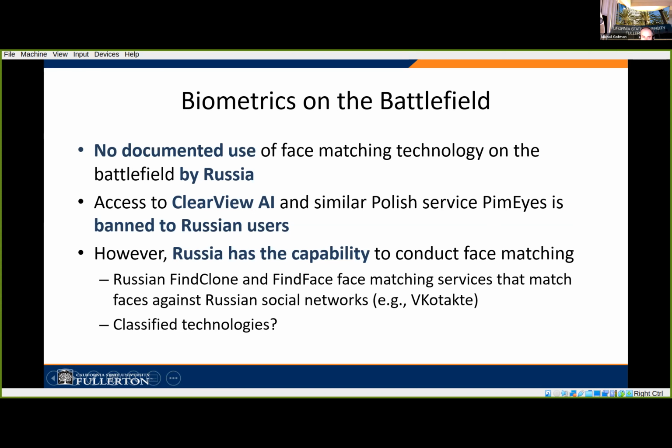For example, Russia has services called FindClone and FindFace, which are face matching services. FindClone specifically can match a person's face against Russian social networks. One of the most popular ones is Vkontakte. Also, it is quite reasonable to assume that Russia has classified technologies that are being used as well. Again, although there is no documented use of Russia using such technologies, it doesn't mean this is not happening. Perhaps as the conflict evolves, we may see it happen.